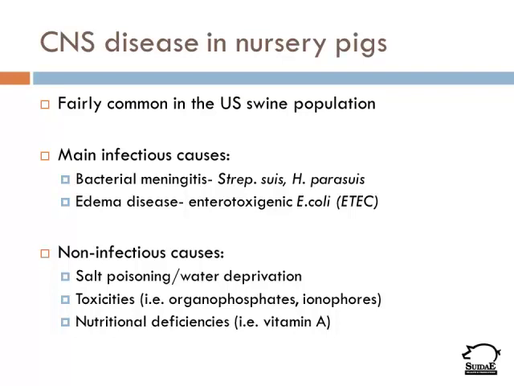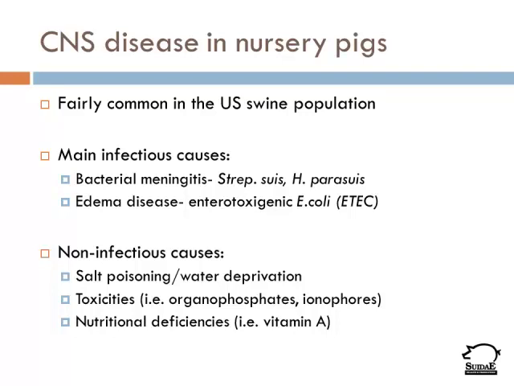The main infectious causes that I think of right away would be bacterial meningitis, whether it be from strep or Haemophilus parasuis, and then things like edema disease from enterotoxigenic E. coli. Non-infectious causes, probably the number one thing would be salt poisoning or water deprivation. There are toxicities. I added ionophore toxicities in there now that there is an approved ionophore for swine, and knowing that its reaction with tiamulin could be something that we see as a differential in the future. And then there are nutritional deficiencies that lead to CNS disease in nursery.